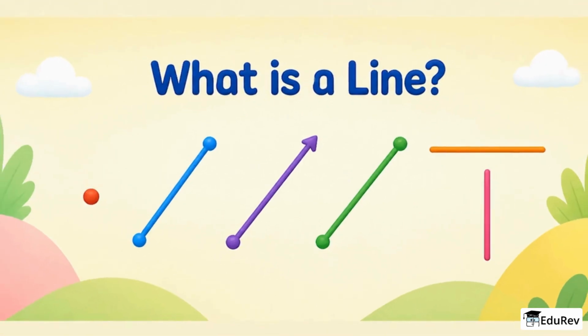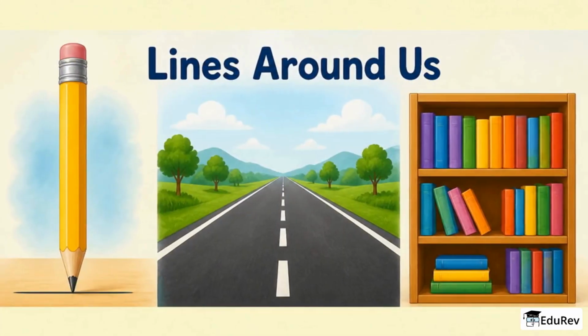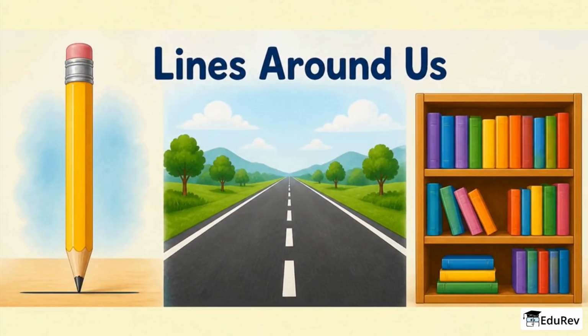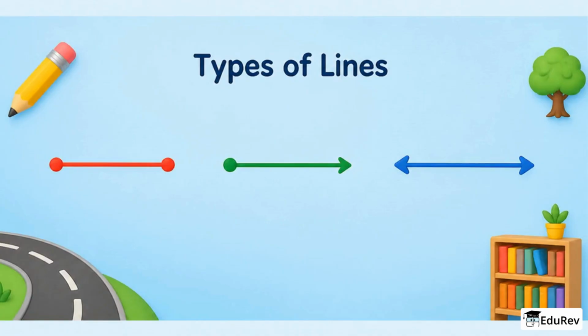Let's understand what is a line in this video as we learn simple shapes using points, lines, rays, segments and some types like horizontal and vertical. Have you ever looked at a pencil, a road or a bookshelf and noticed straight marks? Those are lines all around us every day, right? Some lines stop, some start and keep going, and some go on forever. Today we will see lines, segments and rays step by step.